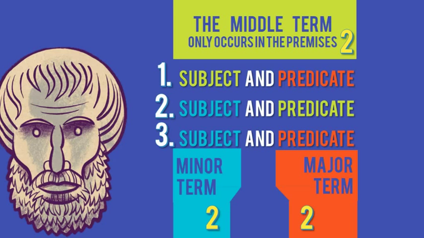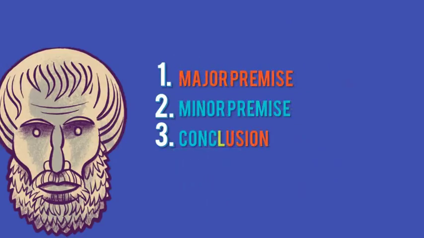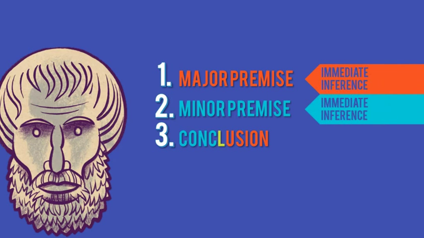So we call the first sentence the major premise because it has the major term in it. The second sentence is called the minor premise because it has the minor term in it. And the last sentence is the conclusion. You'll also remember from the first episode that these first two sentences are immediate inferences, whereas the conclusion is a mediated inference. All right, so according to Aristotle, this simple structure is the building block of all of reason.